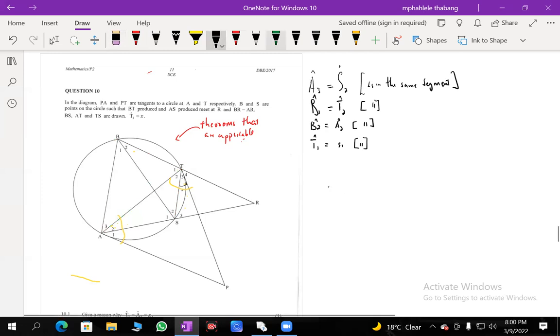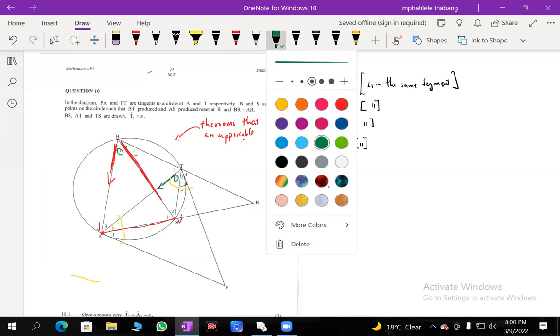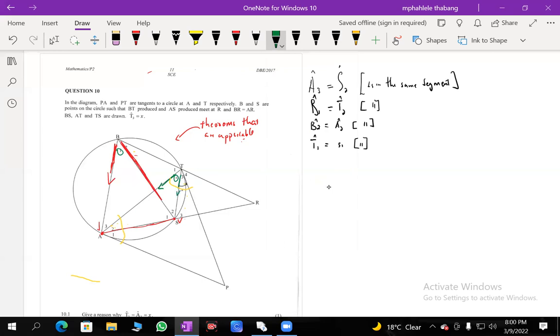The same with angle B1 and T2. The chord here in this case is AS. They are subtended by the same chord AS. The lines that form angle B1 are this line and this line. This line comes from A, this line comes from S. So we say B1 is subtended by AS, as well as T2. One line comes from A and the other one comes from S. So angles subtended by the same chord are equal.